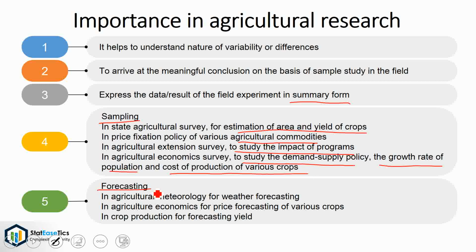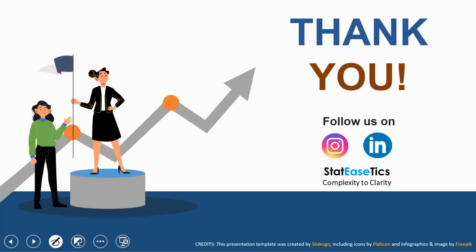Next is forecasting. In agriculture, forecasting is used in meteorology for weather forecasting, in economics for price forecasting of various crops, in crop production for forecasting yield, etc.